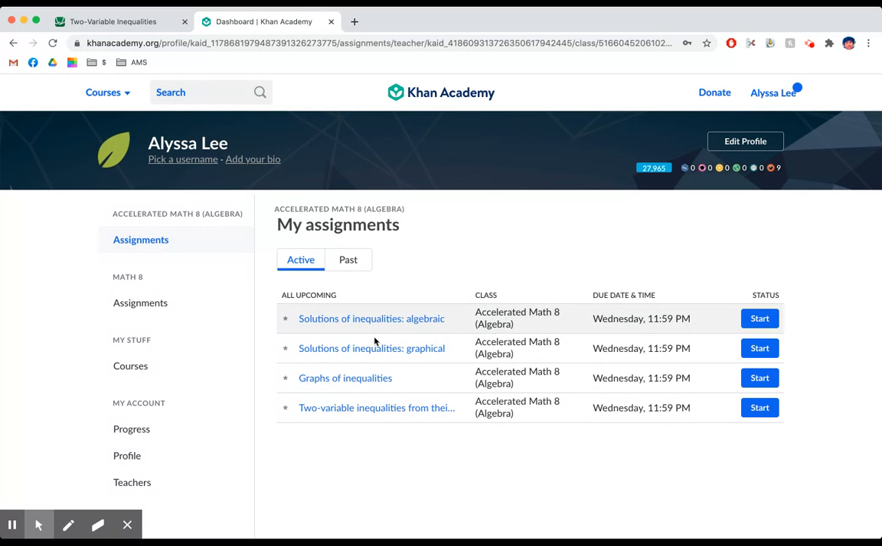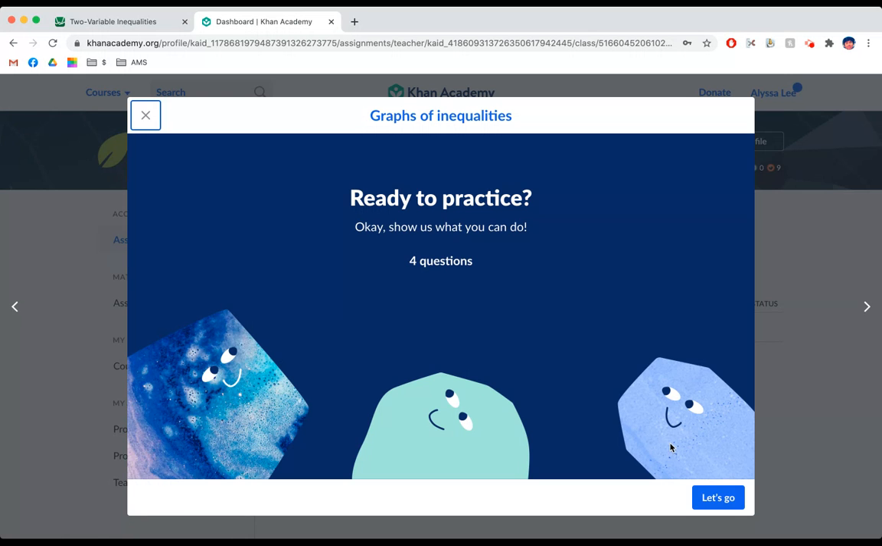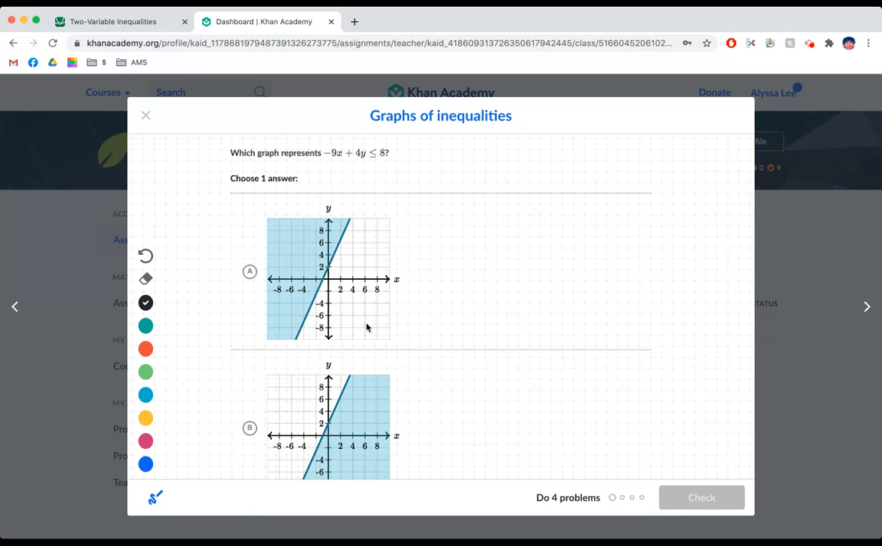And then I'm not going to show every single one, but we are going to skip down to this third one, graphs of inequalities. So let's see what we can do here. This is just asking you, okay, which graph represents this? Okay, so traditionally, you're going to see your inequalities in slope-intercept form. This one is not in slope-intercept form.